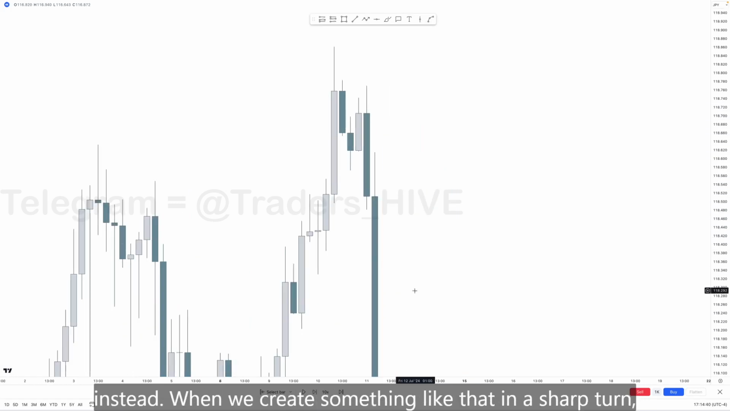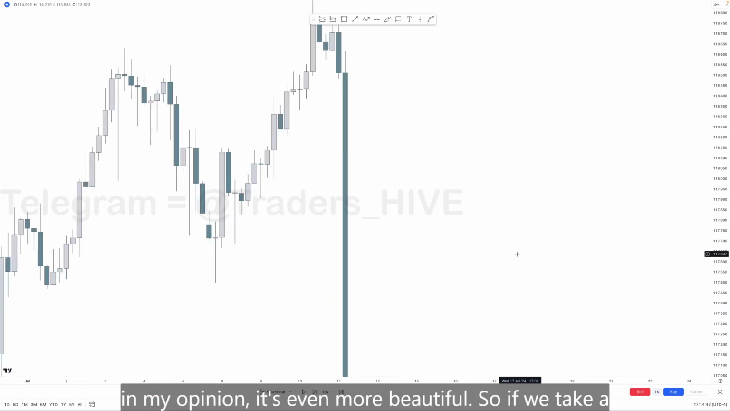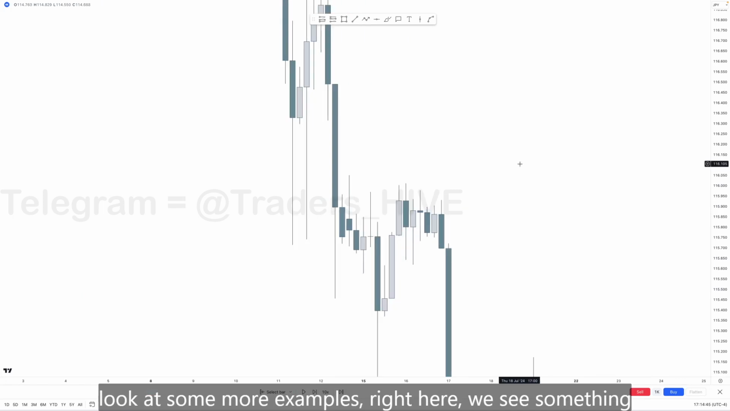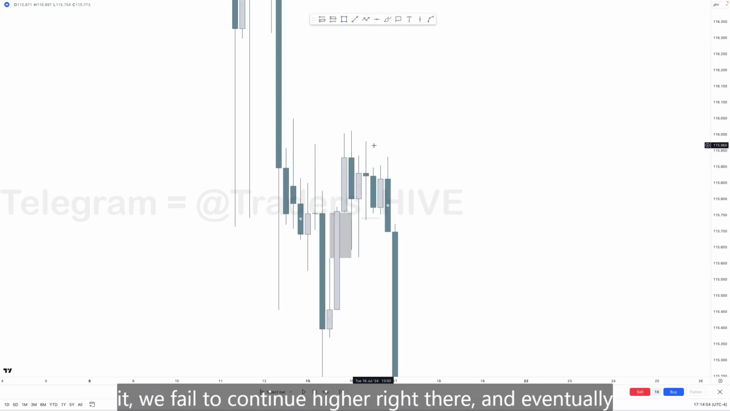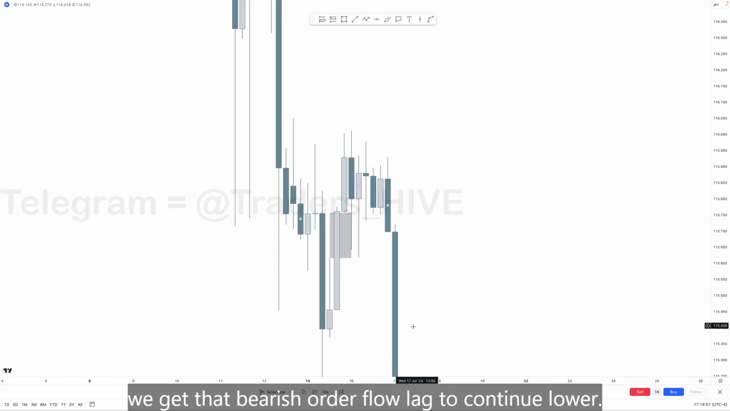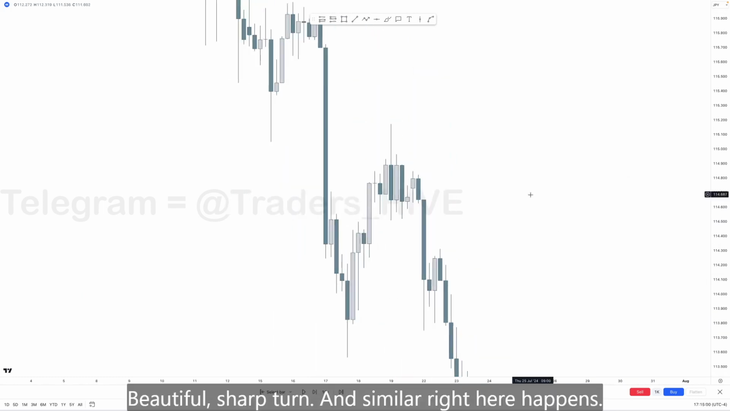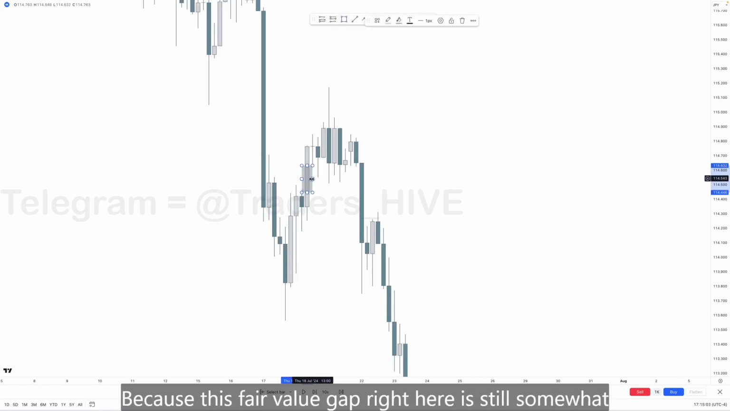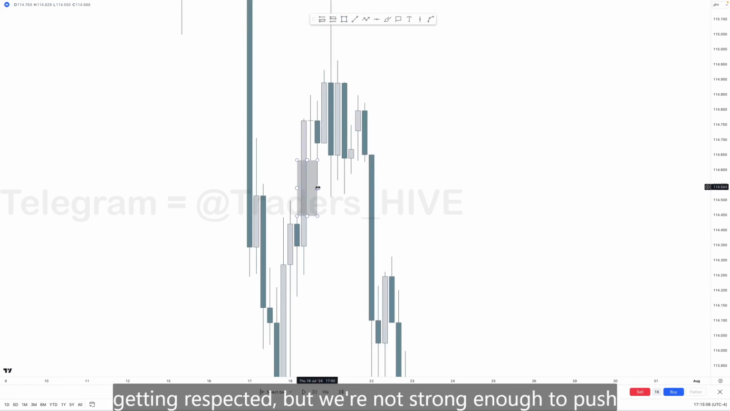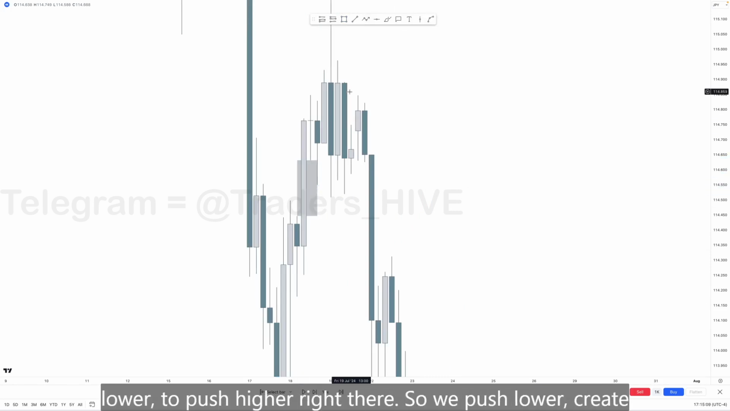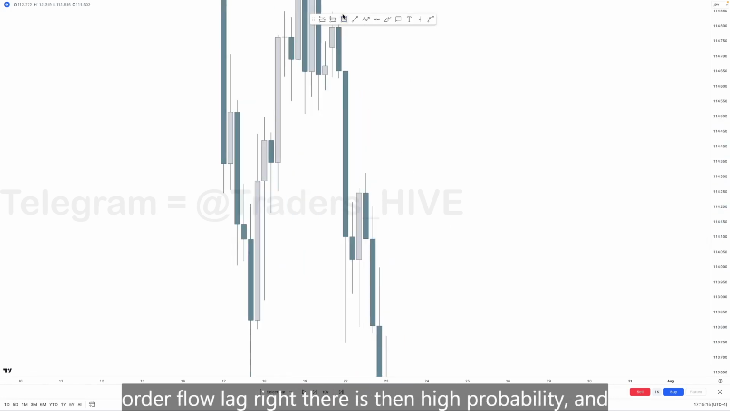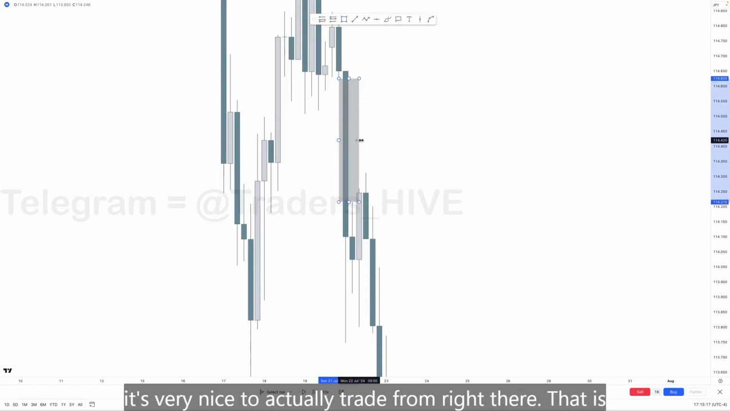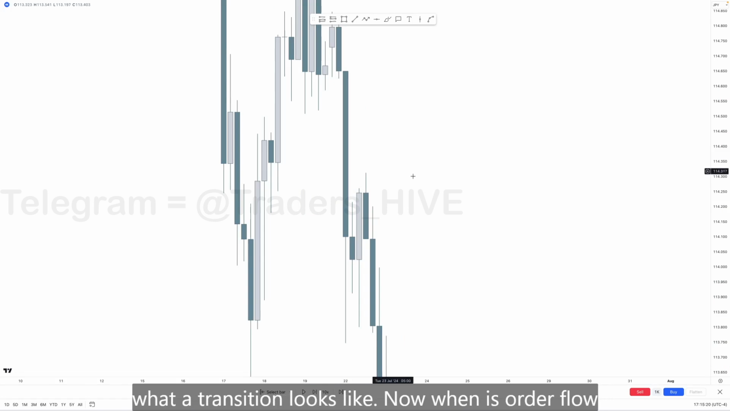When we create something like that in a sharp turn, in my opinion, it's even more beautiful. So if we take a look at some more examples, right here we see something similar. Fair value gap going higher, we retrace back into it, we fail to continue higher right there, and eventually we get that bearish order flow lag to continue lower. Beautiful sharp turn. And similar right here, because this fair value gap is still somewhat getting respected, but we're not strong enough to push higher right there. So we push lower, create this bearish order flow lag right there. And that bearish order flow lag is then high probability, and it's very nice to actually trade from. That is what a transition looks like.